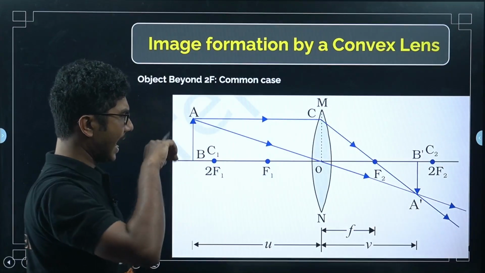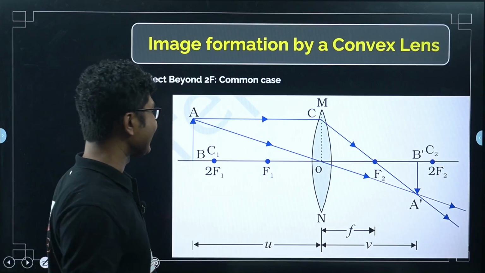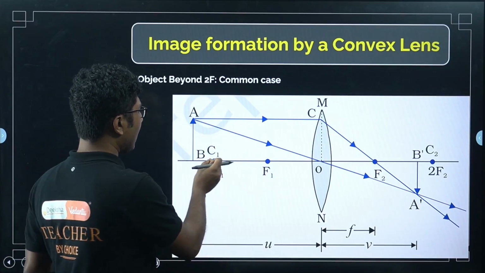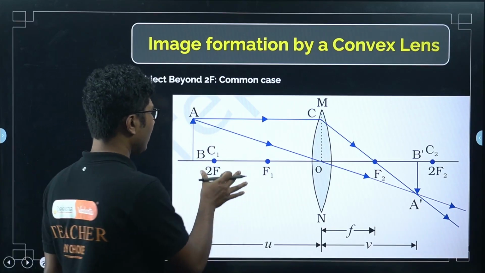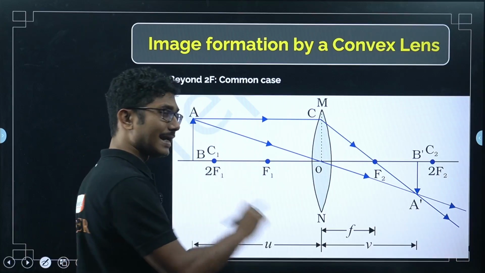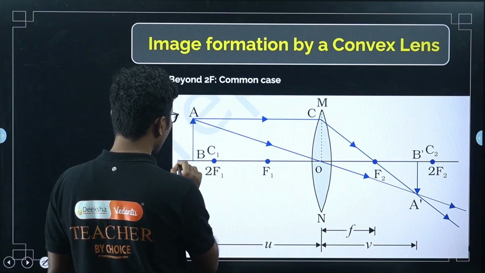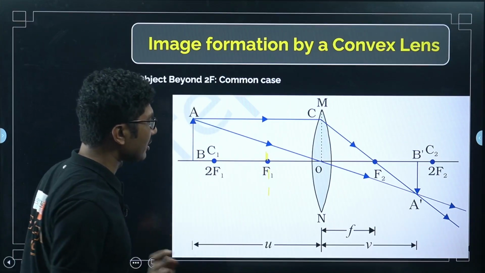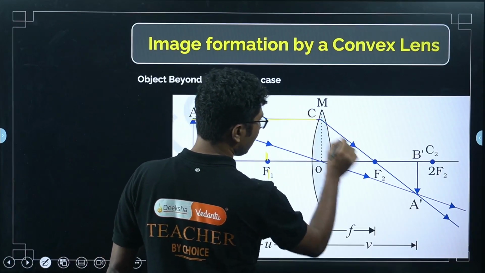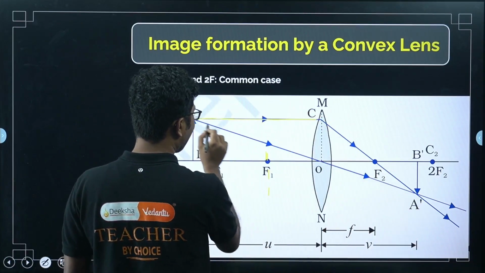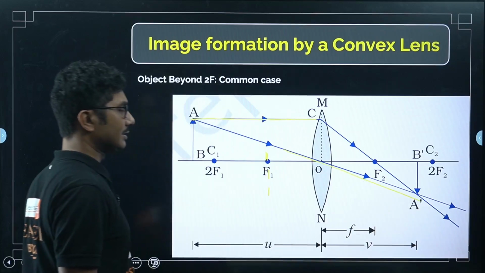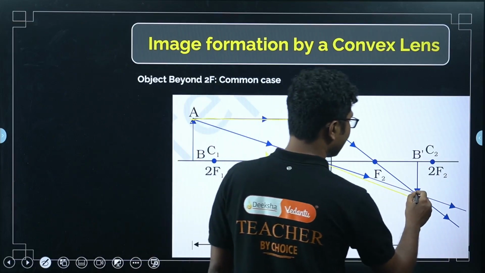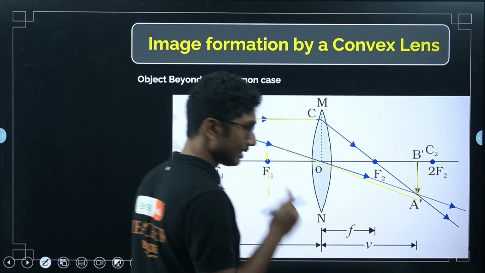Now as we have discussed for two special cases, here we have the object at any position from beyond 2F till F, any point. When the object is placed, you have to consider two rays. One ray will pass through the focus on this side and the other will pass through the optical center of the lens. Whenever they intersect, you will get the image there. This is the normal case.